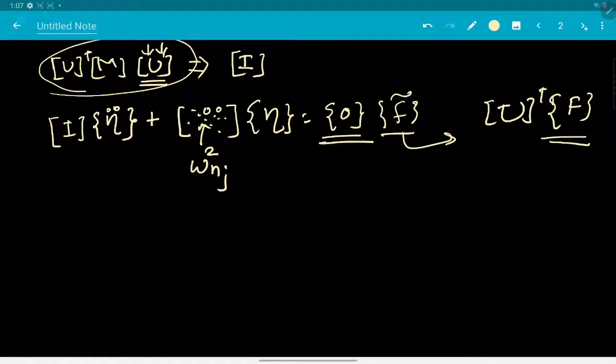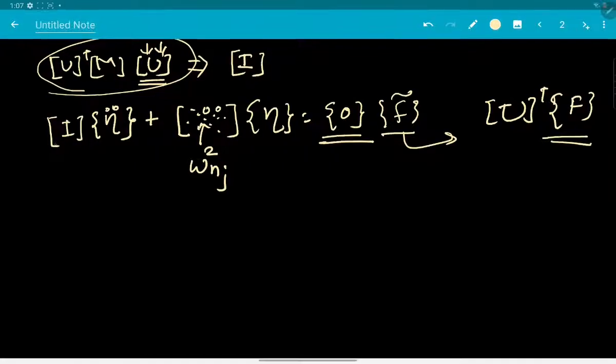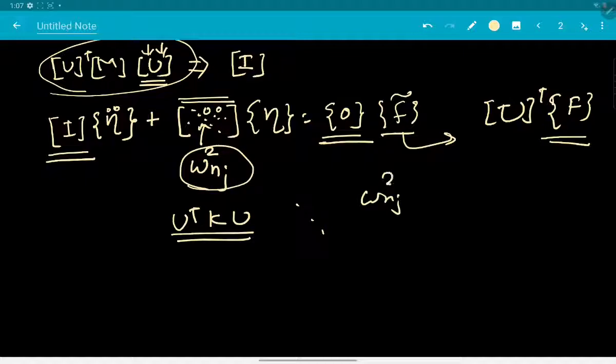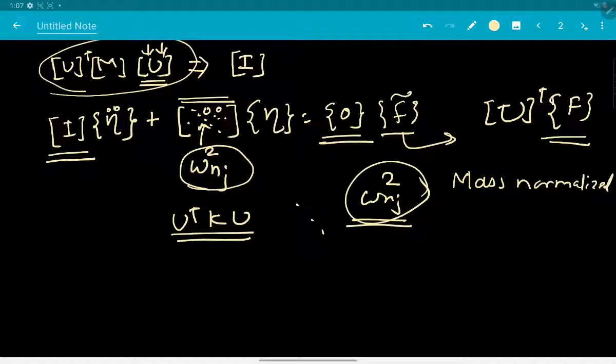Okay, so this is something that we have seen: this matrix, which is the identity matrix, is a diagonal matrix. This is also a diagonal matrix, which is U transpose K U, and the diagonal terms come out equal to omega nj square if you are considering mass normalized mode shapes. So when mode shapes are mass normalized, the stiffness matrix comes out like this, and the mass matrix is I. This is only for those systems which don't have damping included.